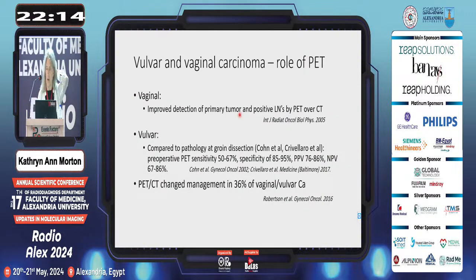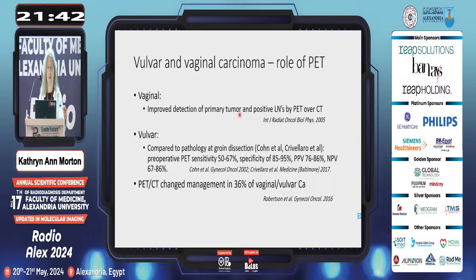Vulvar and vaginal carcinoma. Vaginal carcinoma, PET does improve detection of the primary tumor and positive lymph nodes over CT. That is old literature, and generally the primary tumor is obvious, but the lymph nodes may not be as obvious by physical exam or by CT.